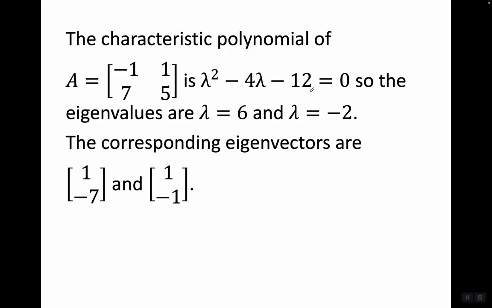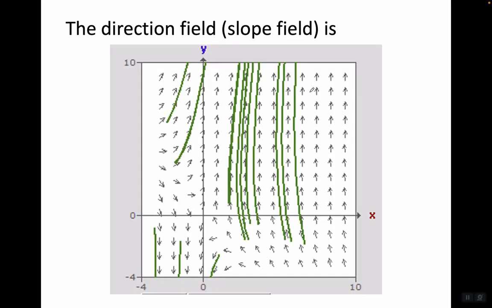The characteristic polynomial of A equals negative 1, 1, 7, 5 is lambda squared minus 4 lambda minus 12 equals 0. If you factor it, you find the eigenvalues are lambda equals 6 and lambda equals negative 2. The corresponding eigenvectors are (1, negative 7) and (1, negative 1). You can find these using Wolfram Alpha or Mathematica or a TI Inspire, or you can just do that by hand. The direction field, slope field, looks like this. You can use any direction field or slope field plotter to generate this.